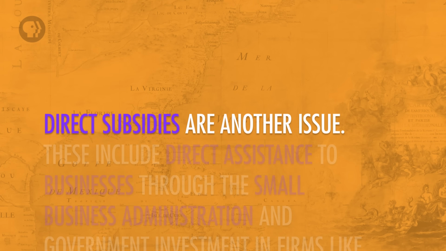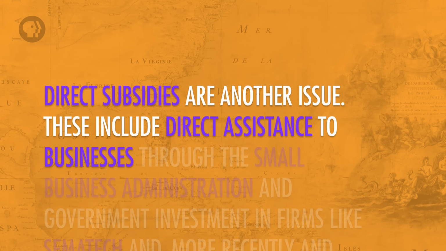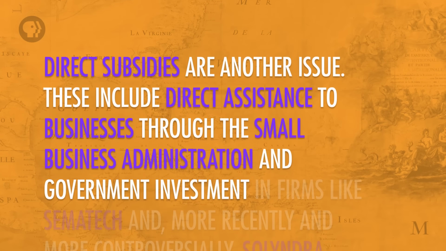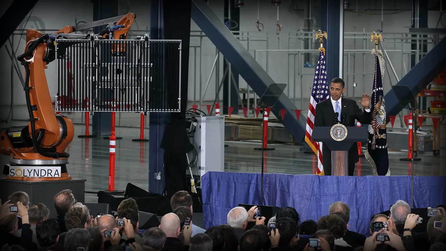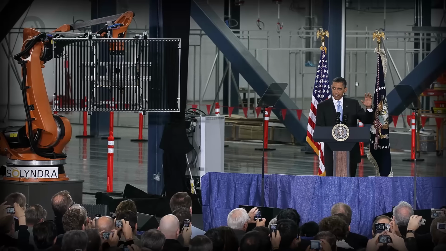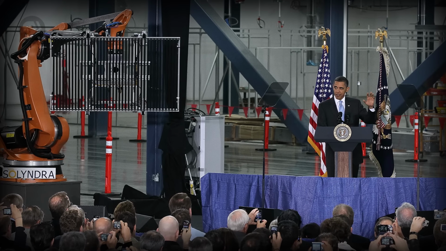Direct subsidies are another issue. These include direct assistance to businesses through the Small Business Administration and government investment in firms like Sematech and, more recently and more controversially, Solyndra. Many people don't think that the government should be in the business of investing in business, and that these subsidies provide the businesses that receive them with an unfair advantage.